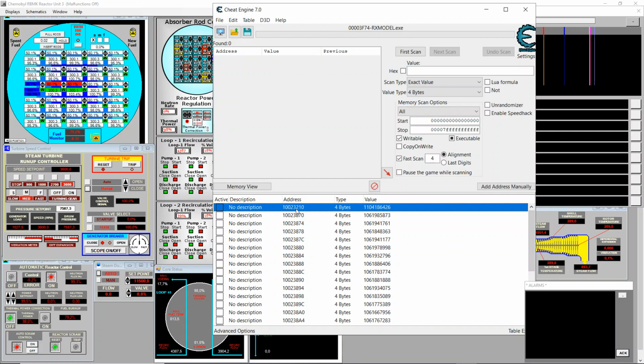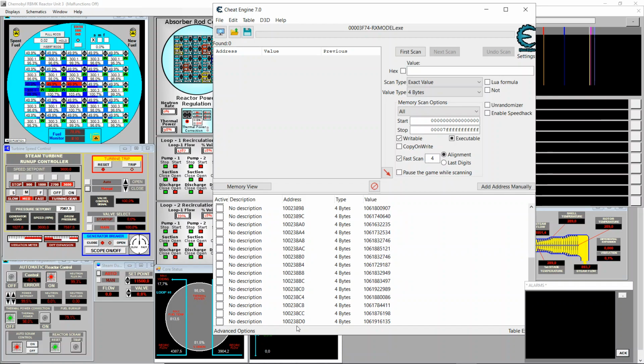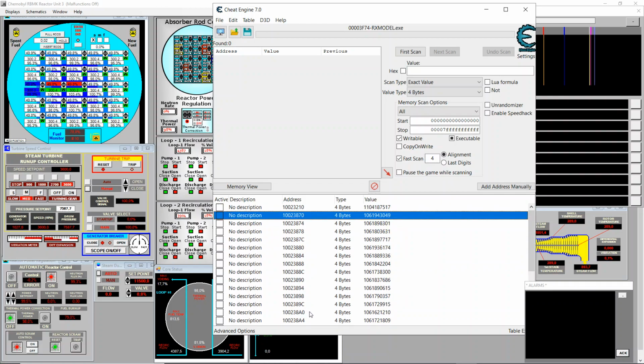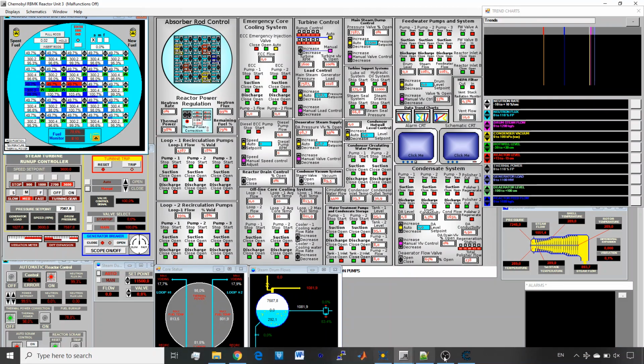100 plus 23210, and here it starts the fuel channel. So the first one is 23870 and it goes up to 238D0. So in total there are 25 channels. If we look at this diagram here, we see that there are 5 rows and 5 columns, so 25 channels.